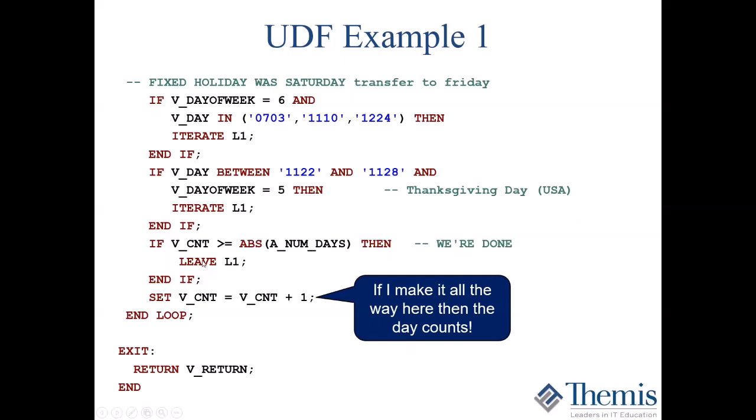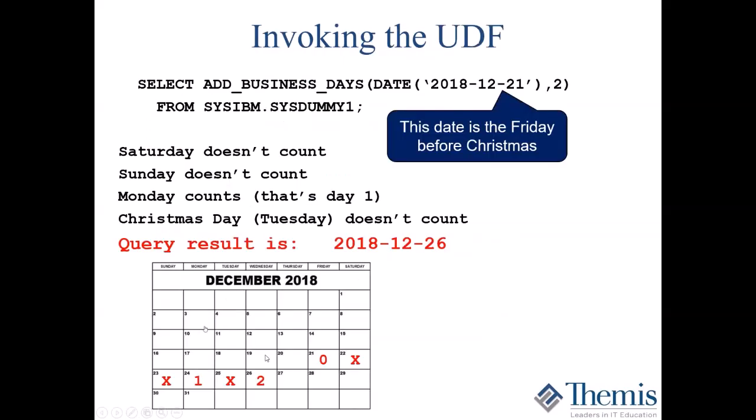And that's it. Now I'm checking to see if my counter is greater than the number of days that I wanted to add. And if it is, I get out. Otherwise, I add 1 to it and I keep going. Okay. And then when I'm done here, I return. So let's look at an example invoking this thing.